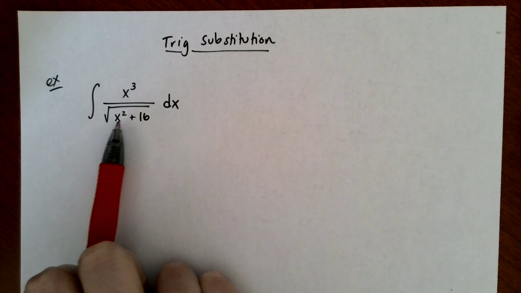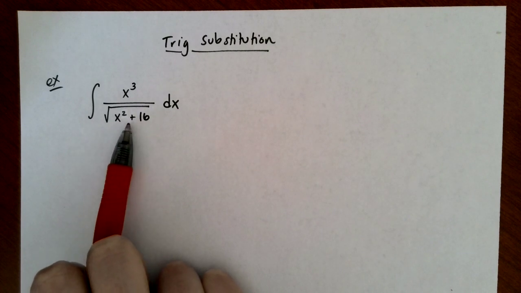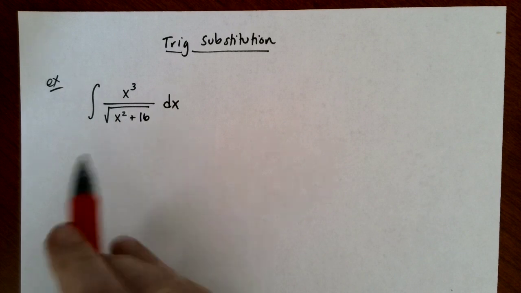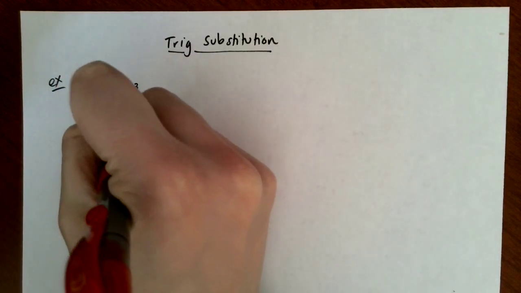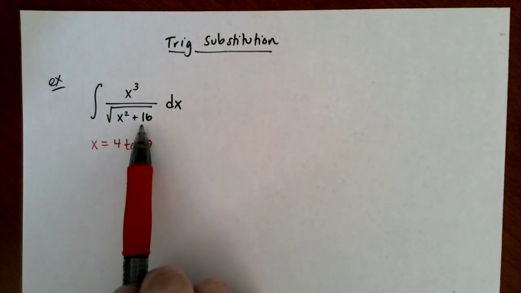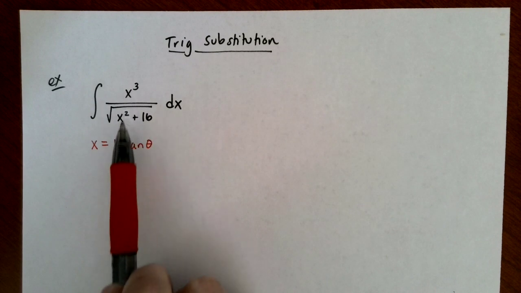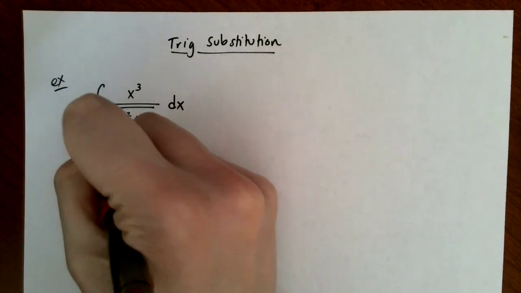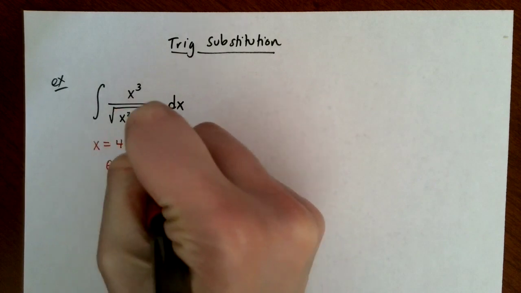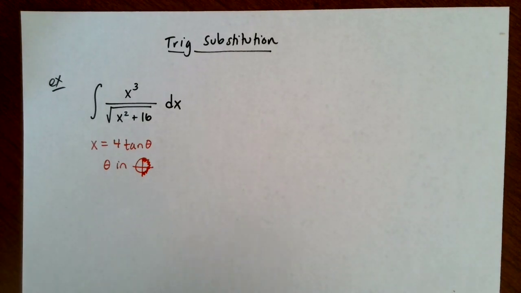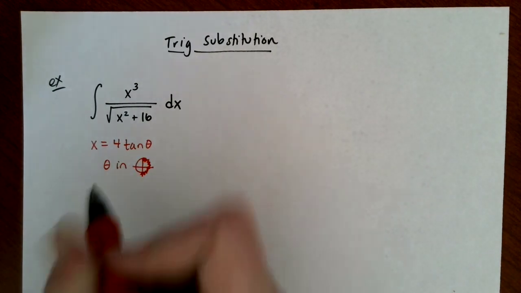The addition between x squared and 16 tells me I should do a tangent substitution, because tangent squared plus 1 is an identity. So I'm going to sub in x equals 4 tangent of theta. I'm choosing 4 because that's the square root of 16. The idea is once this gets squared in the x spot, I'll also have a 16 here and I can pull it out. All right, so we have theta in the right half of the unit circle, from minus pi over 2 to positive pi over 2.